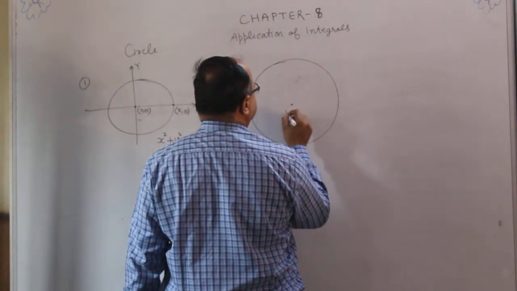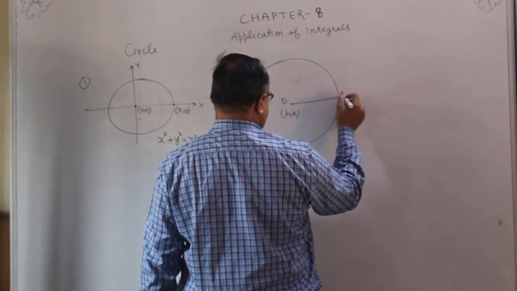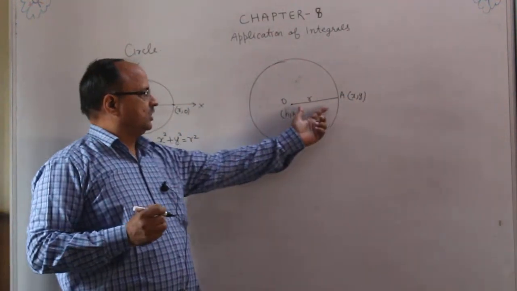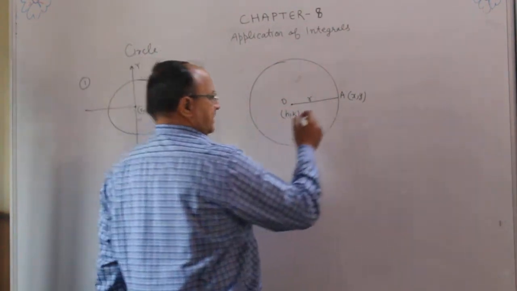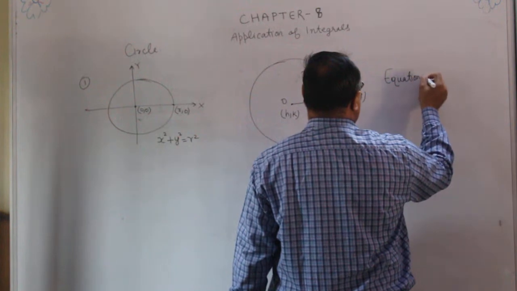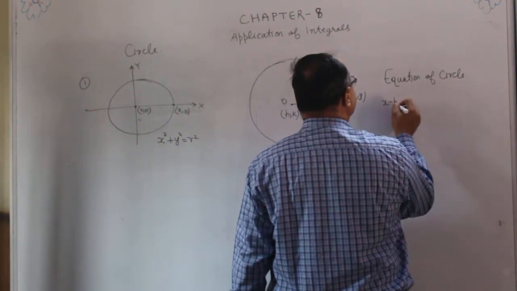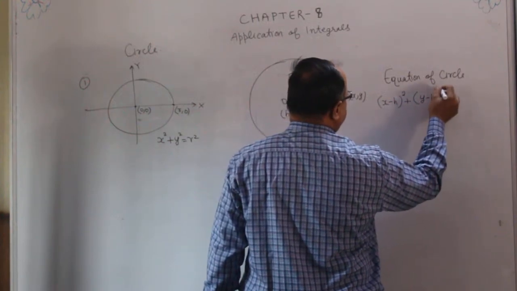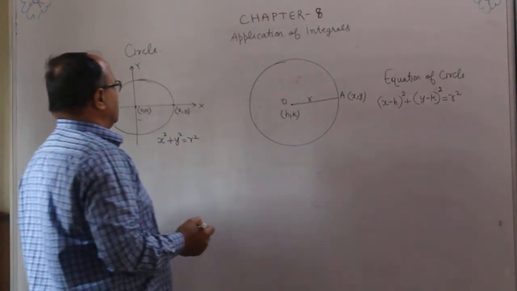that is coordinate (h, k), O, this is (x, y), this is radius. You know that OA is equal to r, radius. Now you can apply here the distance formula. Equation of circle is x minus h whole square plus y minus k whole square is equal to r square. Clear?